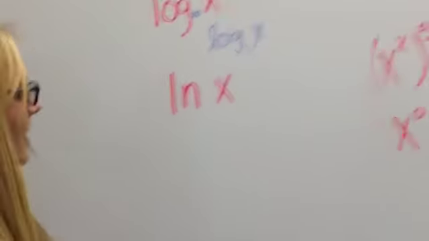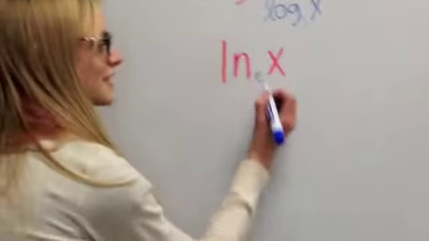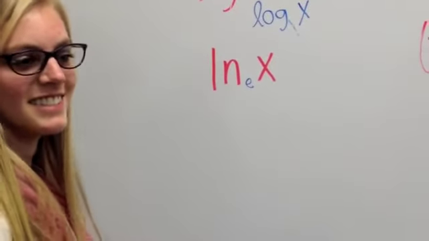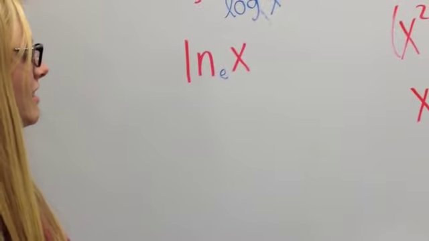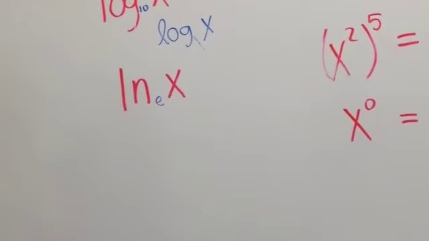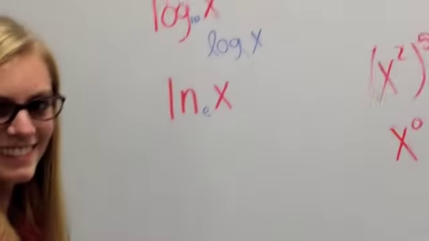What's that ln thing? This is called the natural log, and that means it has an assumed base of e. So like log base e of x would be ln x? Yes, log base e. I get it now.